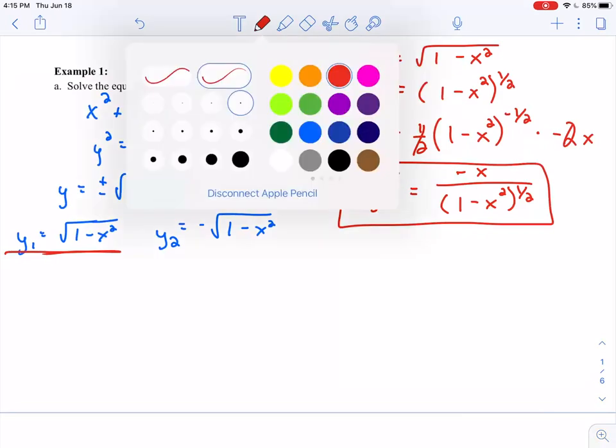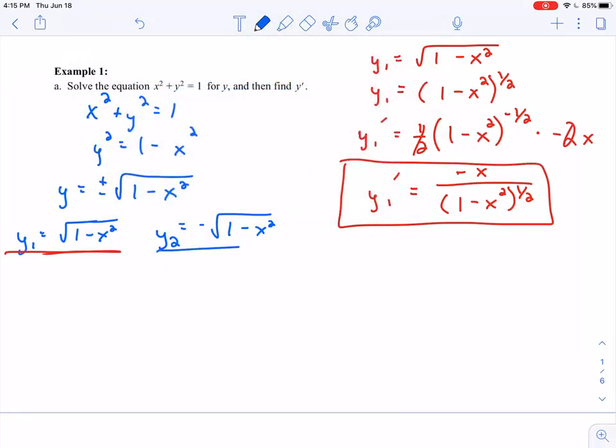Now, if I wanted to find the derivative for y2, I could kind of repeat this whole process. It would be a very, very similar derivative. I would say, well, y2 equals negative square root 1 minus x squared, and then I'd rewrite it, and then I'd use the chain rule, and it'd be a very similar process to what we just saw.